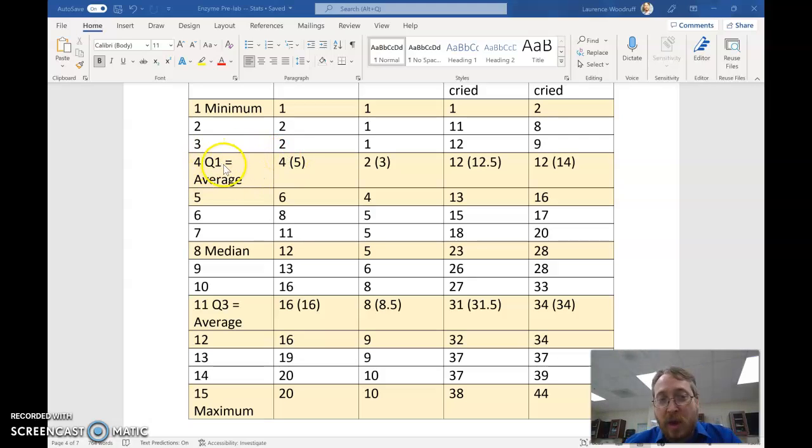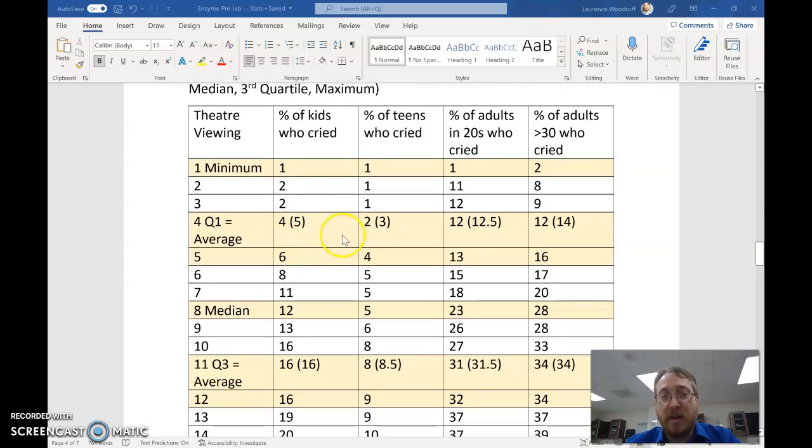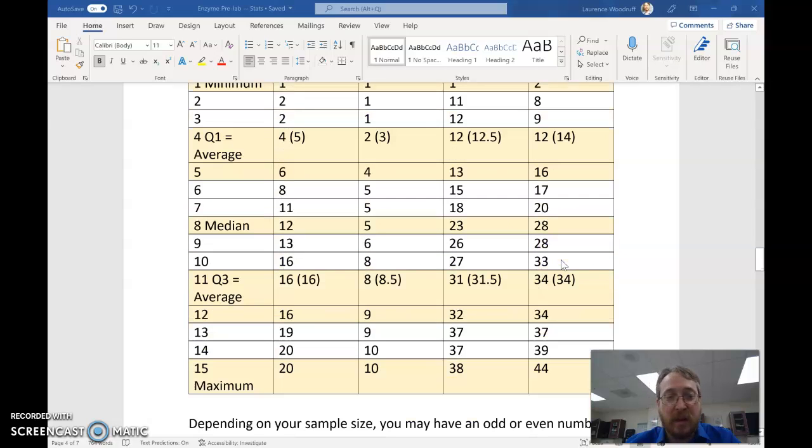So the quartile 1 value is a 5, because it's the average of 6 and 4 for our kids' data. Quartile 1 is a 3 because it's an average of 4 and 2 for the teens data. Quartile 1 is a 12.5 because it's an average of 12 and 13 for the 20s data. And quartile 1 is a 14 for adults because it's the average of 12 and 16. And we did the same thing down here to get 16, 8.5, 31.5, and 34.